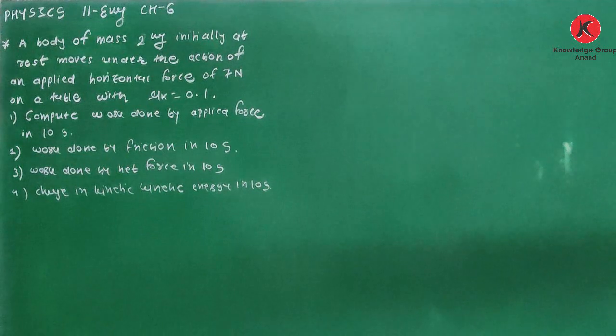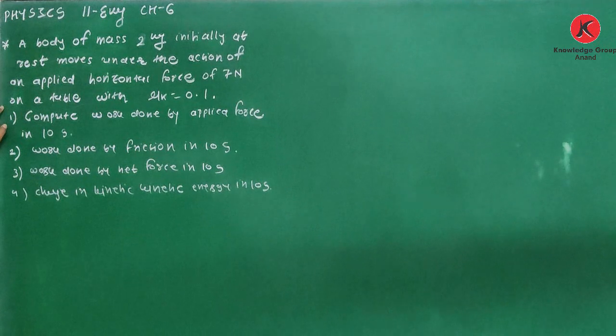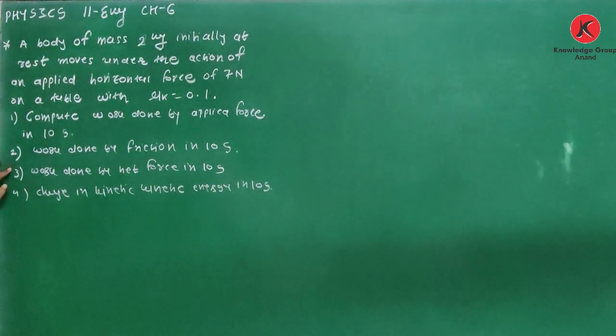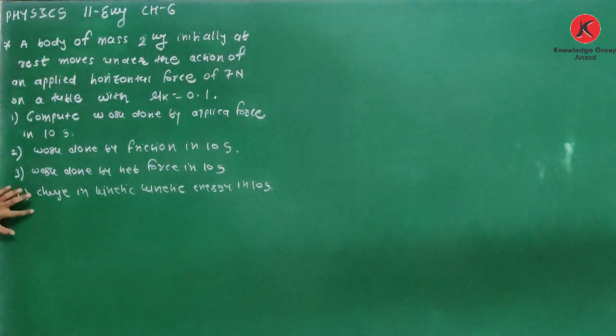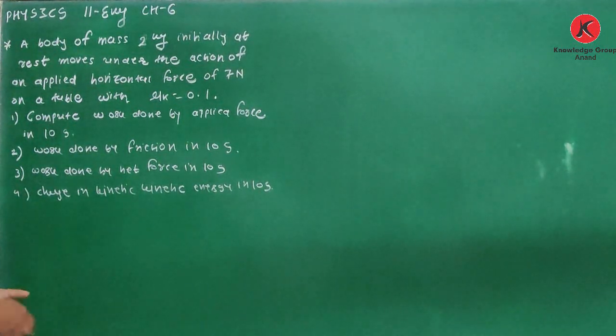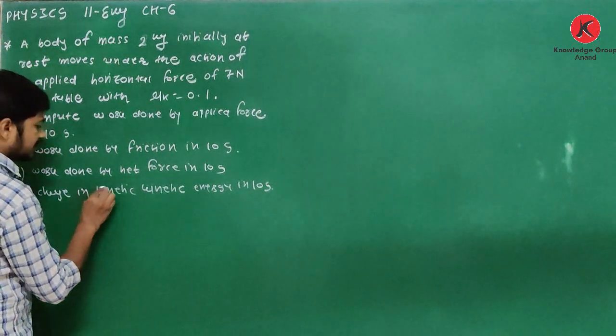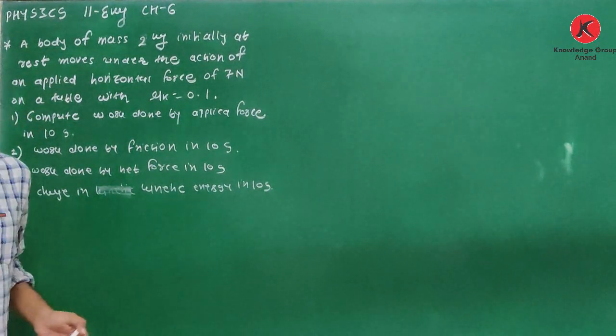A body of mass 2 kg, initially at rest, moves under the action of an applied horizontal force of 7 Newton on a table with mu k, that is the coefficient of kinetic friction, 0.1, which means it is a rough surface. Compute the work done by applied force, the work done by friction in 10 seconds, the work done by net force in 10 seconds, and the change in kinetic energy in 10 seconds.